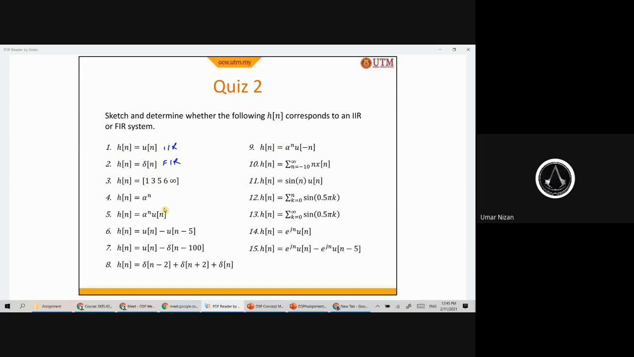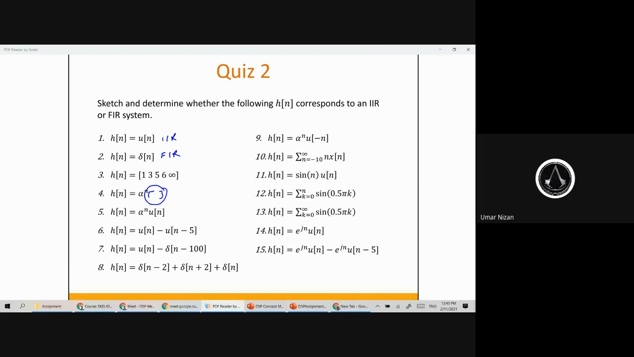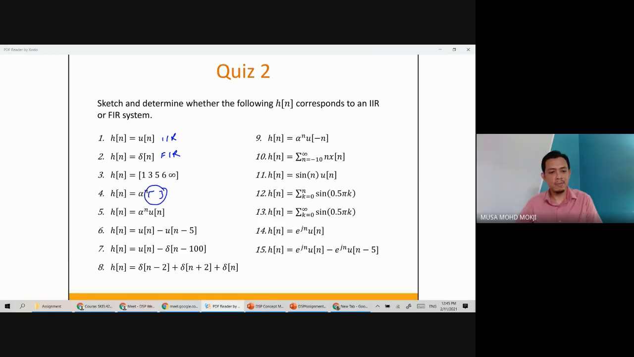FIR, 1 sample. Yes. Okay, this is 1 sample. Okay, so because there is no index variable, it's not. Okay, this one, it's not an index variable. Yeah, there's no index. Okay, again, it's not index.